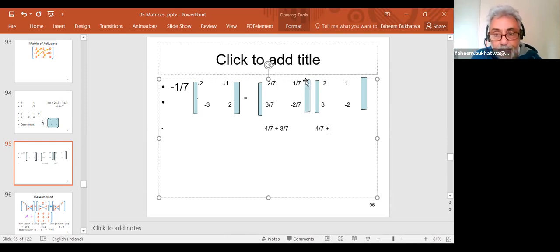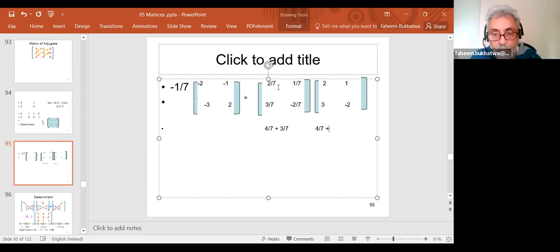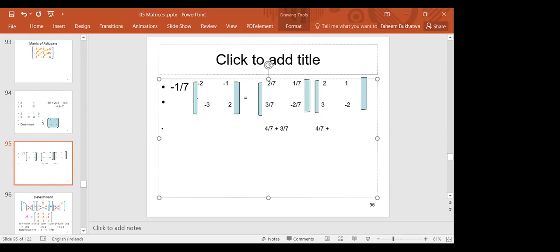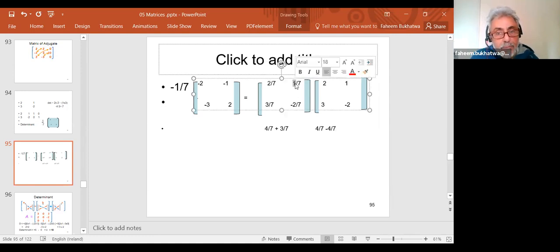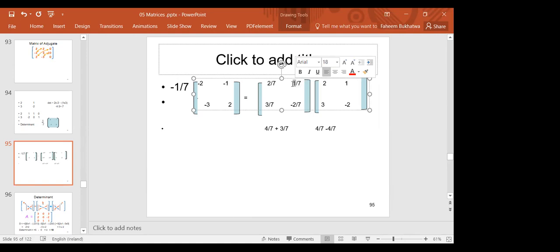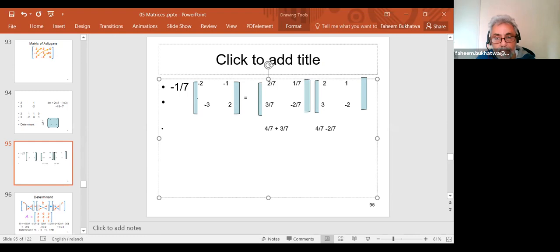What's the next value here? It's this row into this column. So 2 over 7 multiplied by 2 is 4 sevens, plus 1 over 7. Oh, there's something wrong here. That's the second column. Sorry, I beg your pardon. 1 over 7 multiplied into minus 2. It should be 2 over 7 times 1, plus 1 over 7 times minus 2.